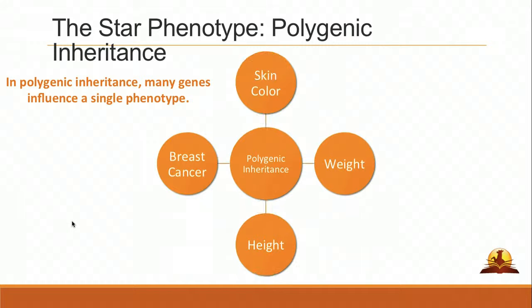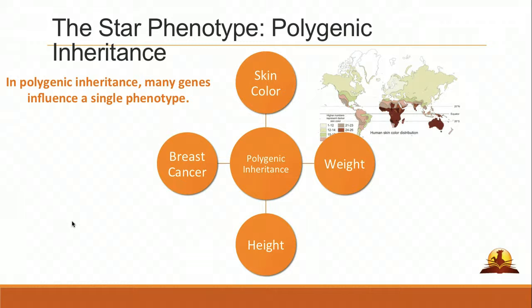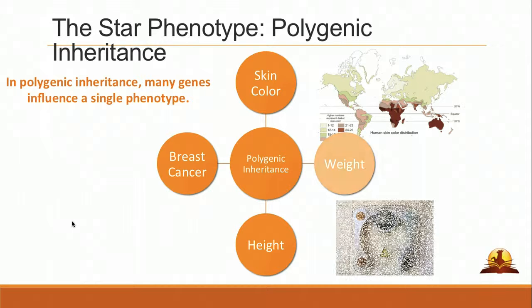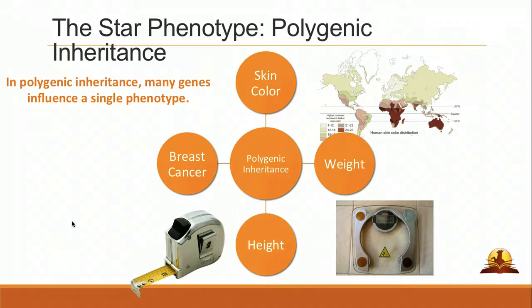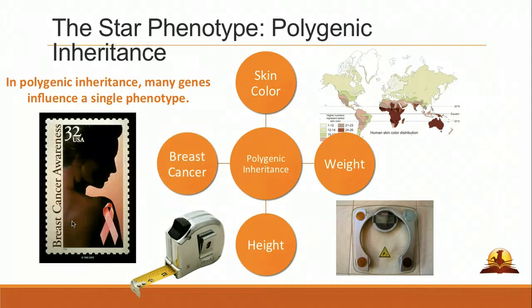The best example of this is skin color. Skin color is not just black and white, where you do the Punnett square. There are way more than two genes that affect what your skin color is going to be. Same thing with your weight. You should know that some families that are skinny tend to have skinny children. Some kids that are chubby tend to have chubby children. Many genes go into that, not just one gene. Same thing with height, and also even breast cancer. It's not just one recessive gene. It's more than one gene that determines whether you express it or not.